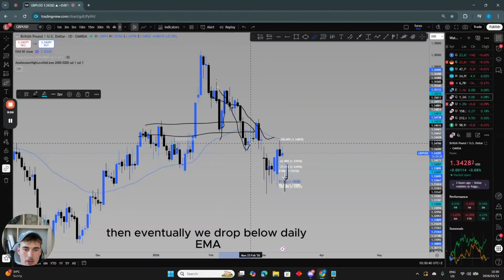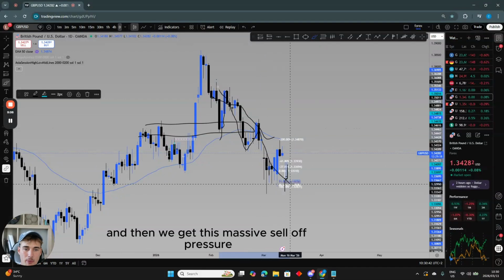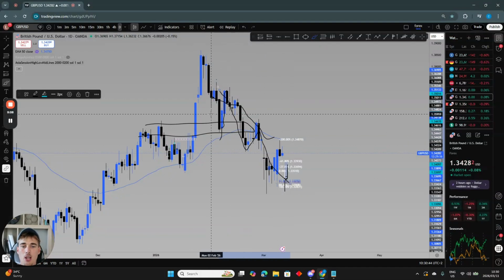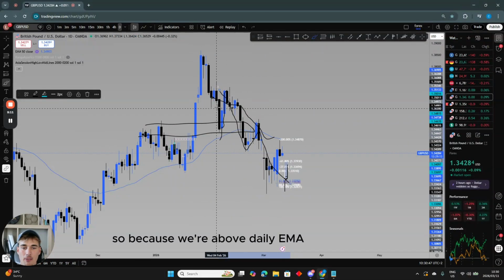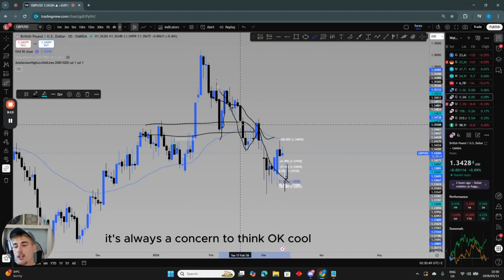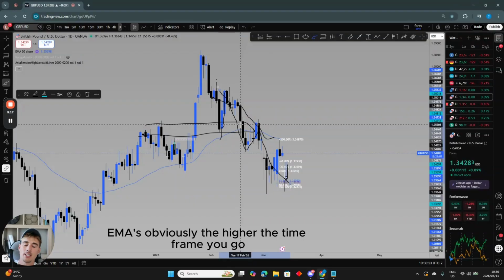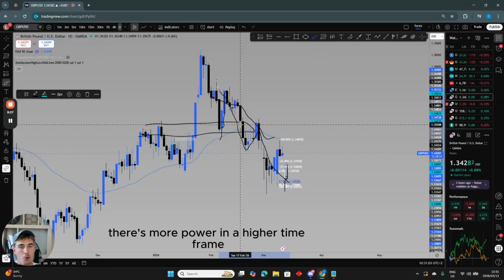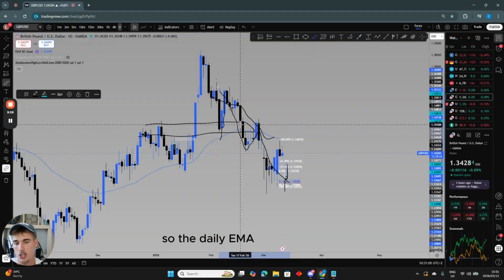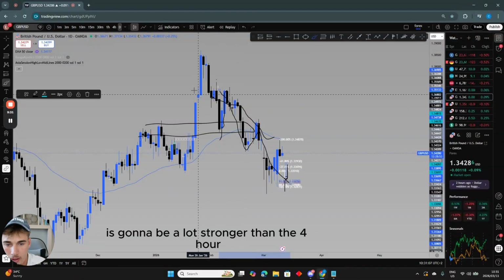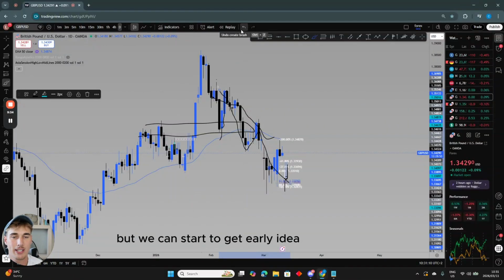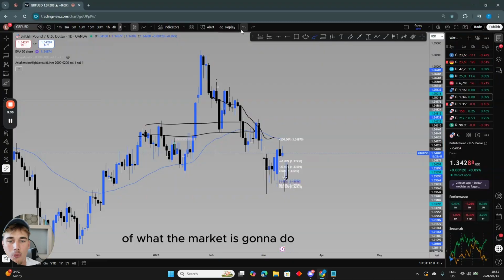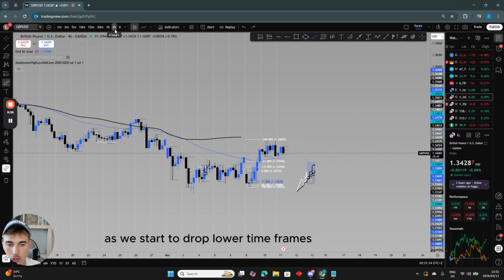Then eventually we drop below daily EMA, and then we get this massive sell-off pressure. So because we're above daily EMA, it's always a concern to think, okay, cool, what is price going to do once it reaches these higher time frame EMAs? Obviously, the higher the time frame you go, the stronger the EMA is going to be. Why? Because there's more power in a higher time frame. So the daily EMA is going to be a lot stronger than the 4-hour, but we can start to get an early idea of what the market is going to do as we drop to lower time frames.